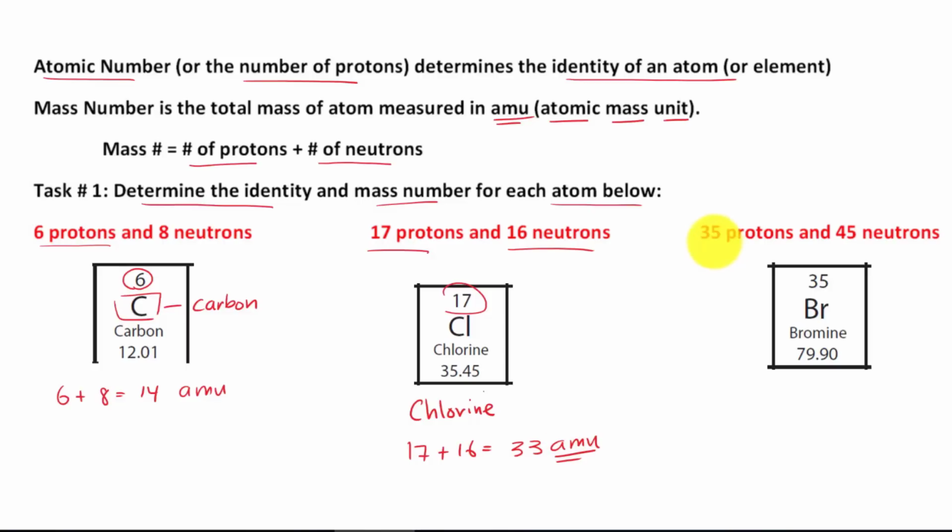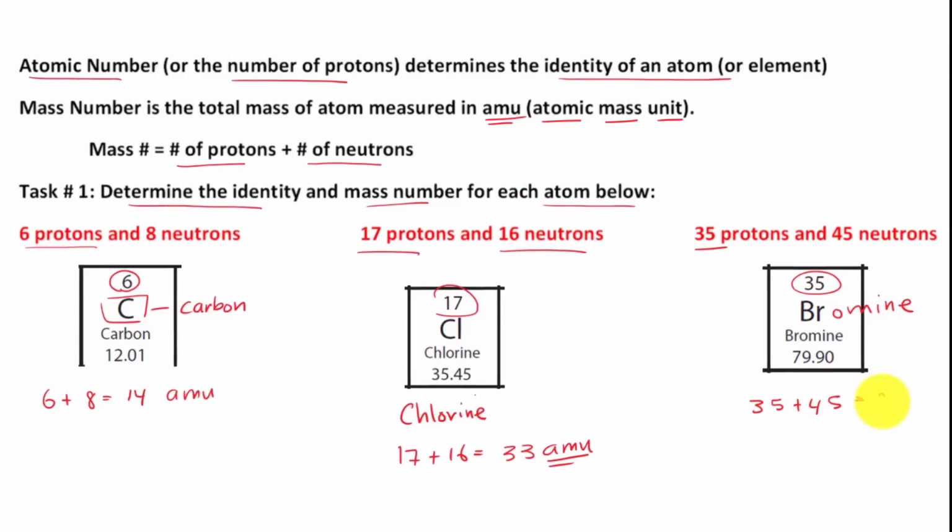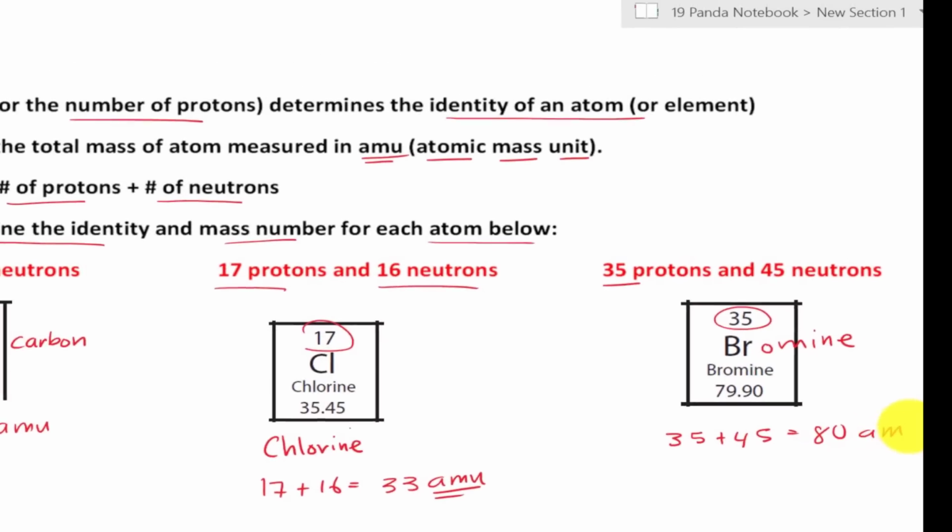And over here, we have 35 protons and 45 neutrons. So what do we have? You go back to the periodic table and look for 35, which is the atomic number. And that would be our element. In this case, it is bromine. There you go. And what is the mass number? 35 plus 45 is equal to what? 80 AMU. There you go.